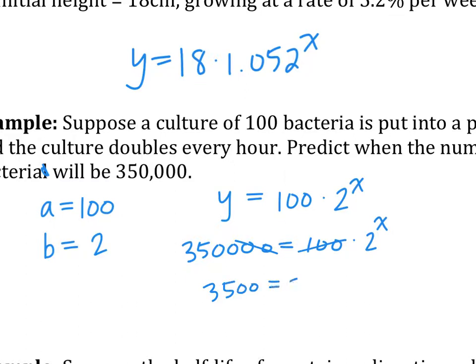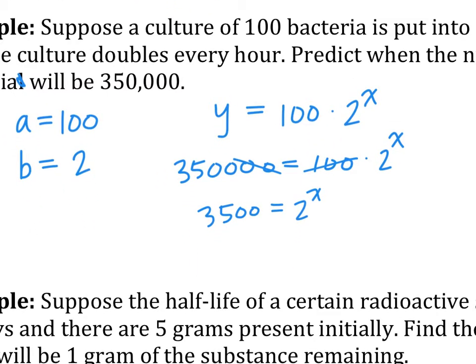3,500 equals 2 to the x. Let's take out our skills from last year. How do we solve this? We can do the circle if it works, right? So if for some reason 3,500 is a base of 2, we can solve it. But I don't think 3,500 is a base of 2. So what should we do?